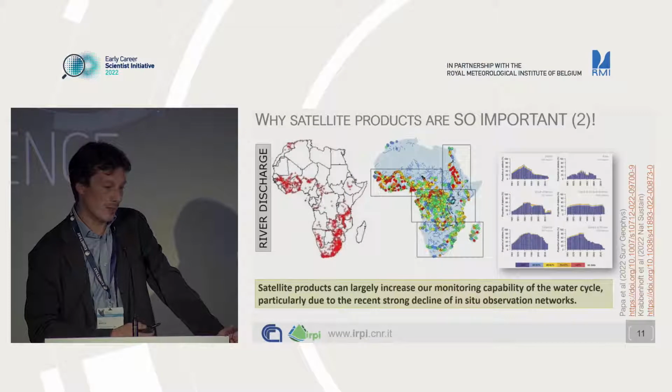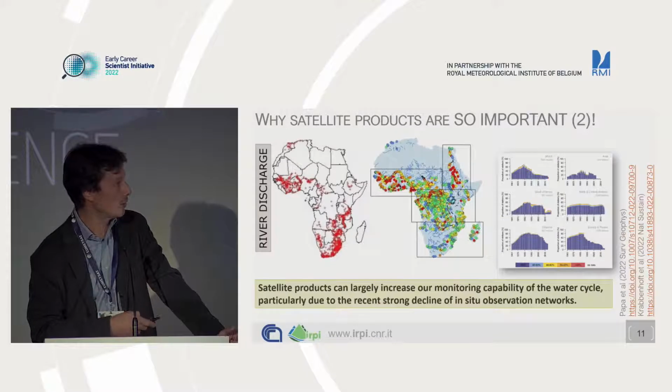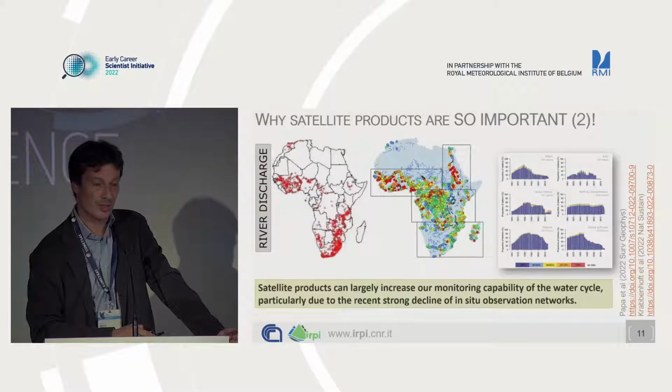The other, quite a normal example is related to monitoring. The picture here shows an example for river discharge. River discharge is an essential climate variable. Many models need this variable. We need to know the water from the land to the ocean, but it's quite missing. And the ground observation networks are decreasing.